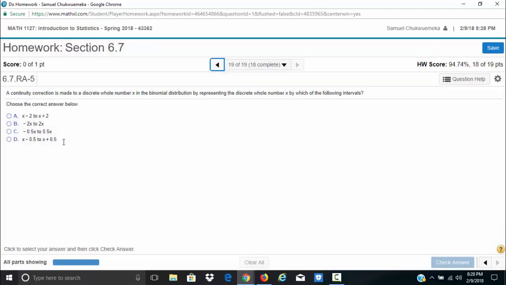Question 19, last but not the least. A continuity correction is made to a discrete whole number X in the binomial distribution by representing the discrete whole number X by which of the following intervals? And that is this, X minus 0.5 to X plus 0.5.